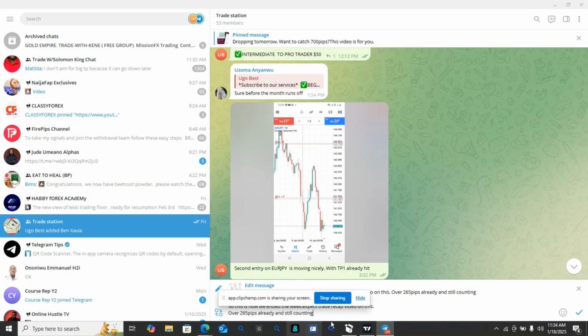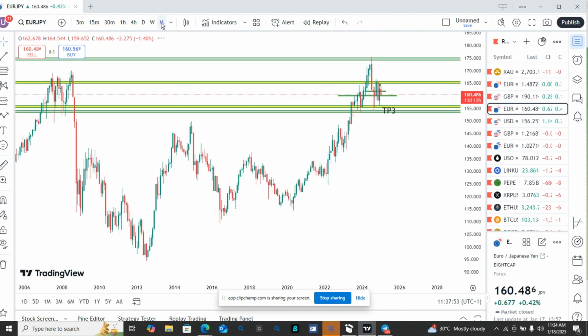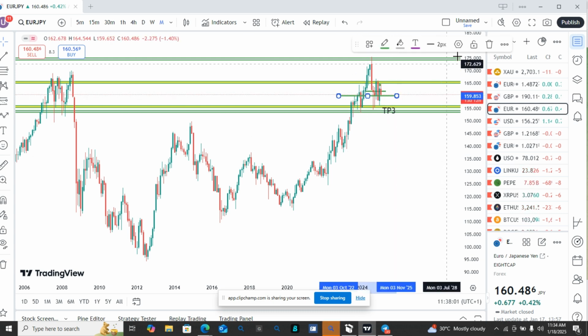So let's go down to our analysis chart so that we put up our analysis. So Euro JPY, still on Euro JPY. Euro JPY on a monthly time frame. Let me remove some of this because it's clustering these zones. Let me remove.